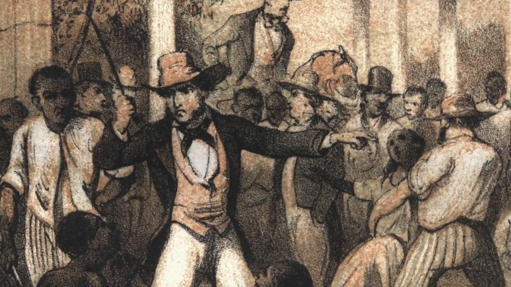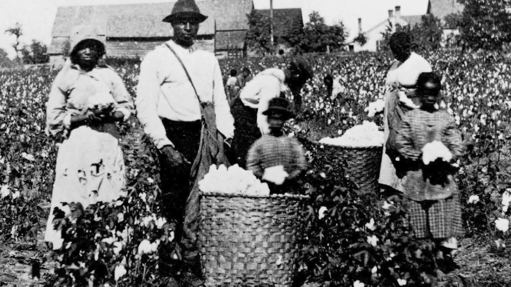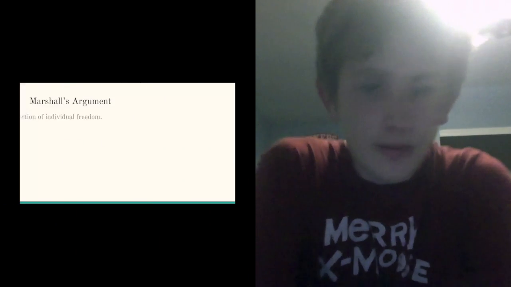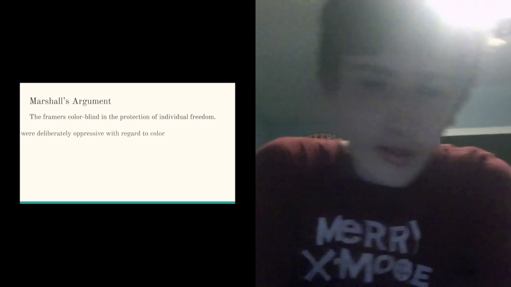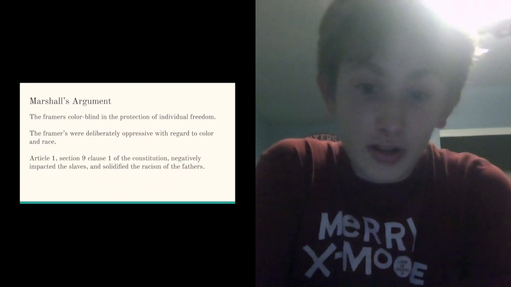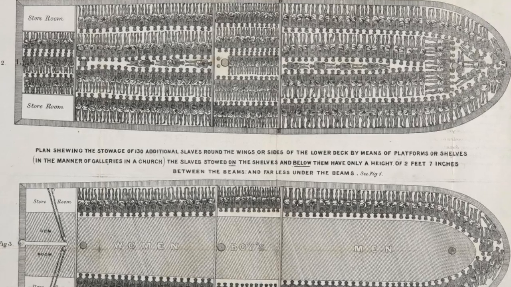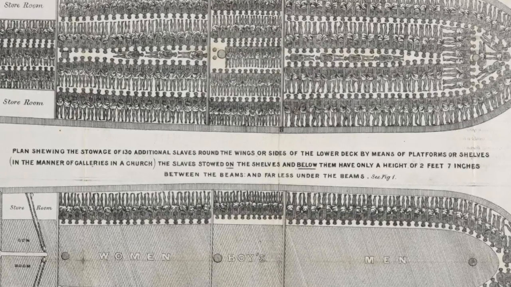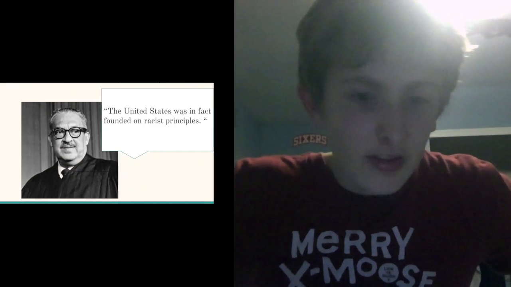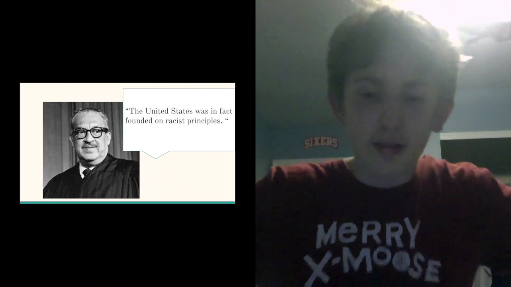Third perspective. Our third perspective comes from Thurgood Marshall, who had a very similar view of the topic to Waldstreicher. He argued that the Constitution as originally written was profoundly racist and that the Founding Fathers intentionally ignored the interests of slaves, thus they compromised individual liberty for selfish economic interests. He believed that Article 1, Section 9, Clause 1 of the Constitution negatively impacted slaves by preventing the removal of the Atlantic slave trade for 20 years. This was detrimental to slaves and provided a halt towards emancipation. At the end of his thesis, he concluded that the United States was in fact founded on racist principles.